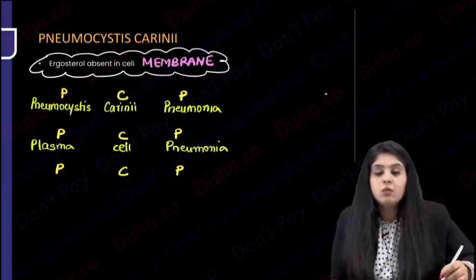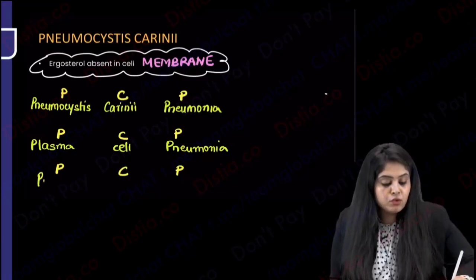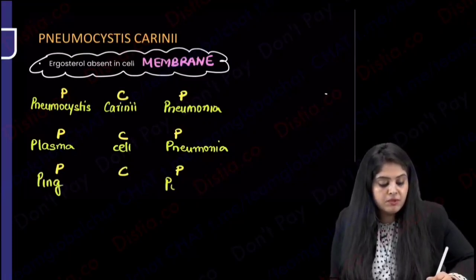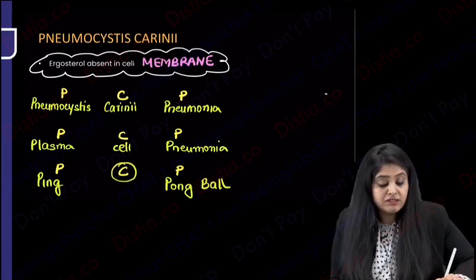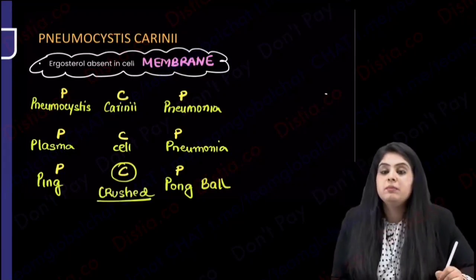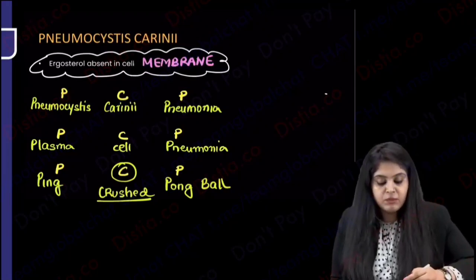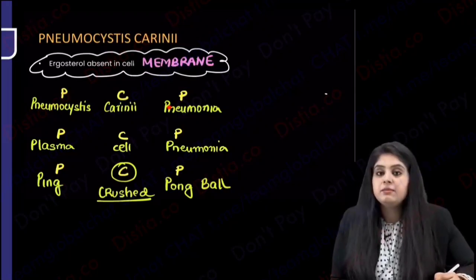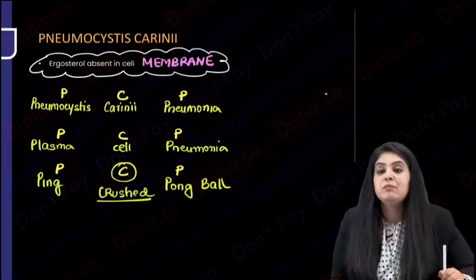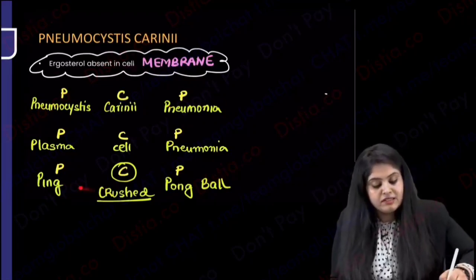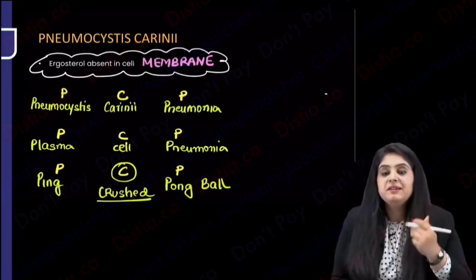And lastly, why is this known as PCP? Because this shows you the ping pong ball appearance, and that ping pong ball that I'm talking about is crushed. So there is something known as a crushed ping pong ball appearance. Repeating, PCP means what? I'm dealing with PCP, Pneumocystis carinii pneumonia, PCP that is plasma cell pneumonia, PCP that is crushed ping pong ball appearance. With this entire outline, let's start with the discussion.